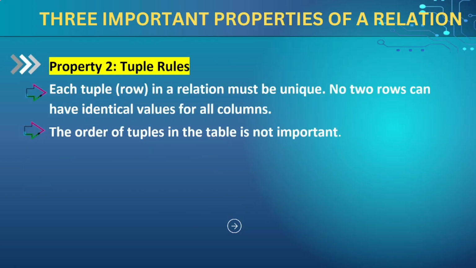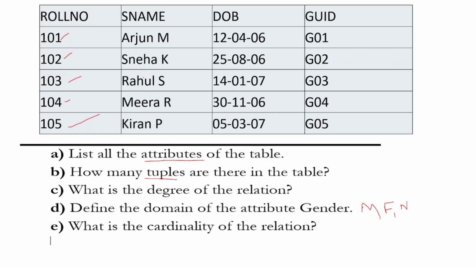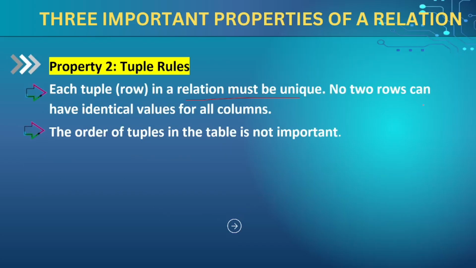Okay. Next one is tuple rules. The second rule is what? In tuple rules, what they are saying is, each tuple in a relation must be unique. So whatever row you are giving, it must be unique. No two rows can have identical values for all columns. For example, if I give the values 101, Arjun, this 1246 and G01, I should not again give 101 Arjun. If I'm repeating the same value two times, that is not correct. That is called the tuple rule.